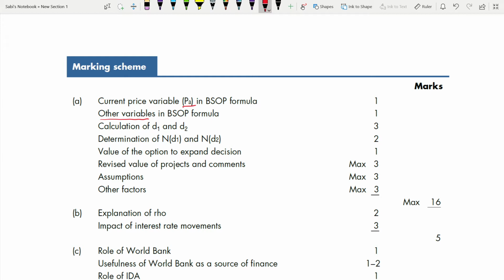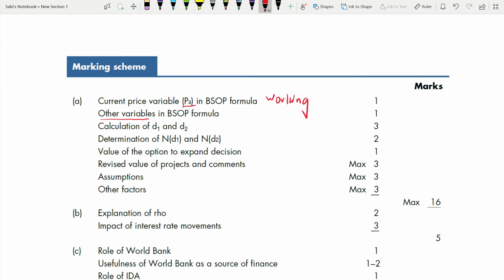Why is it only 1 mark? And why is PA, that current price, 1 mark? Why is it separated? The reason is you have to do a working here. Wherever working is required, you are given separate marks for that. So PA is 1 mark because you have a working there. But what about the other variables? PE or exercise price, time, standard deviation, interest rate. Only 1 mark. You don't require any working there. You are picking them directly from the question. That's why it's just 1 mark for the other four variables.